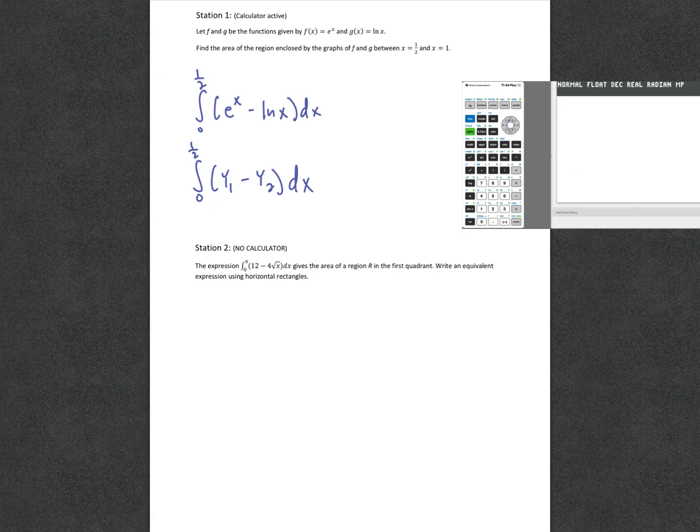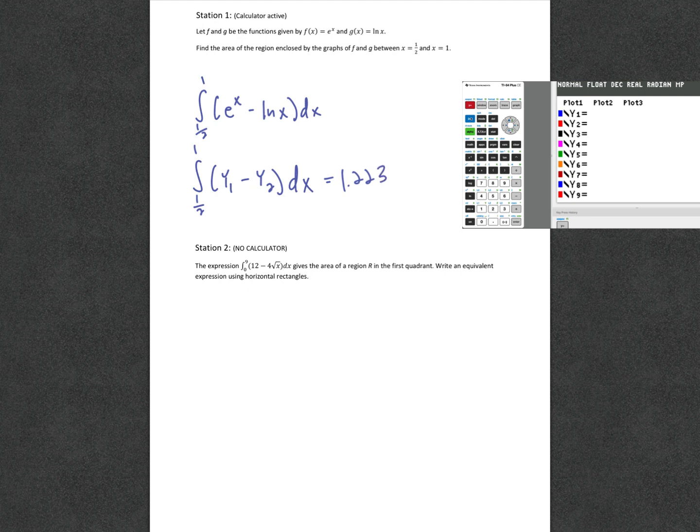Okay, so here I messed up. I don't know why I did 0 to a half. This should be a half to 1. Let me correct it here. Okay, and what was that in the calculator? Let me see. I think that was 1.222, something like that. Okay, 1 second. Actually it's 1.223. That's what that is.